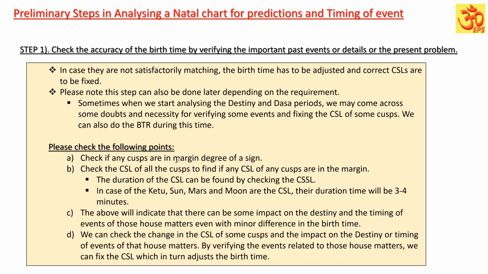In case they are not satisfactorily matching, the birth time has to be adjusted and the correct cuspal subplots are to be fixed. As already explained, birth time rectification is the process of fixing the cuspal subplot of the important cusps. In case the past events or the details, whatever they are providing at the time of consultation or analysis, are not satisfactorily matching as per our EPS standards, the birth time has to be adjusted and the correct CSL has to be fixed.